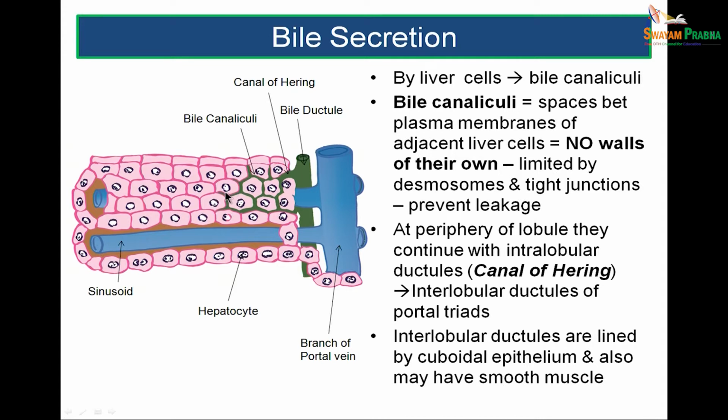The bile canaliculi are spaces, we said, between the hepatocytes, and these spaces are demarcated and have tight junctions between the edges of the spaces to prevent any leakage.